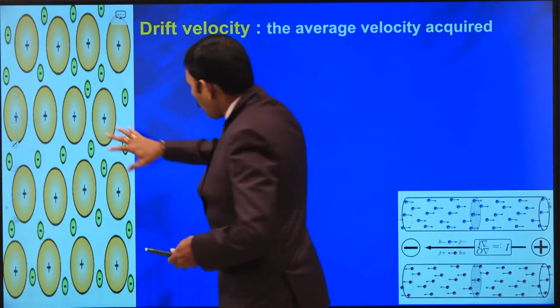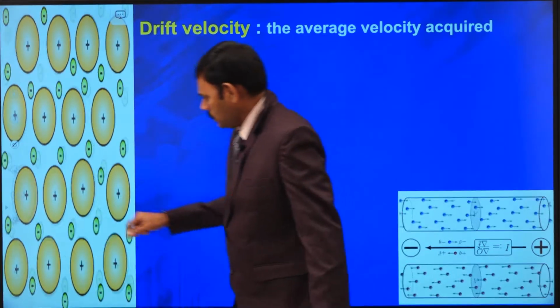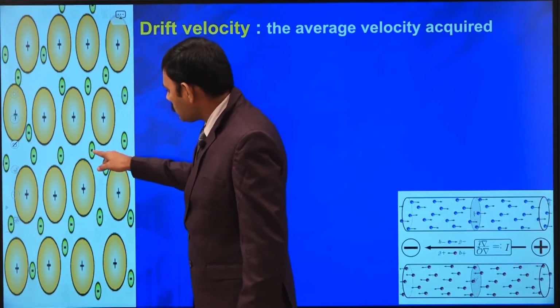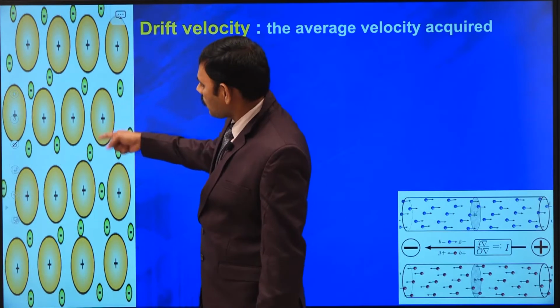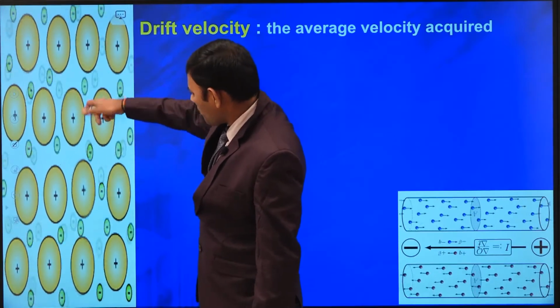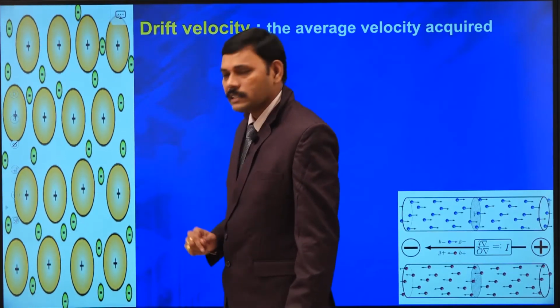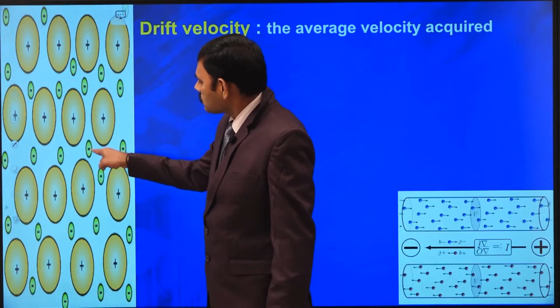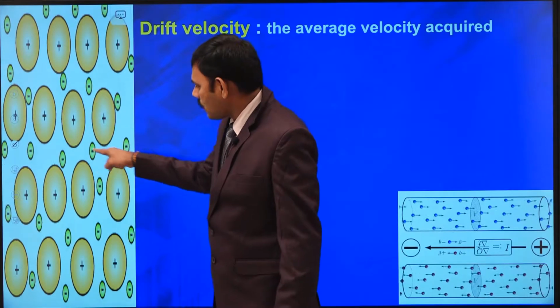So let us see this video. These are the atoms in a good conductor, and this one is the valence electron of each atom. We have so many atoms in the given conductor. In that, the negative symbol indicates the valence electron of each atom.